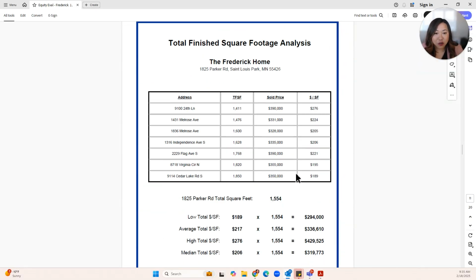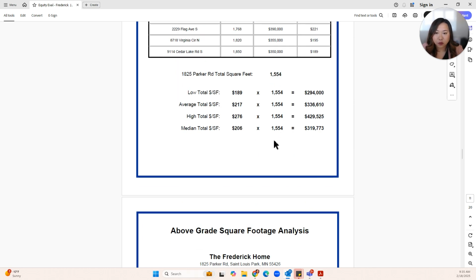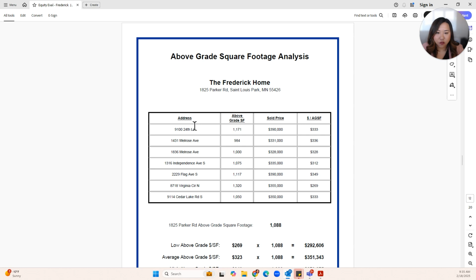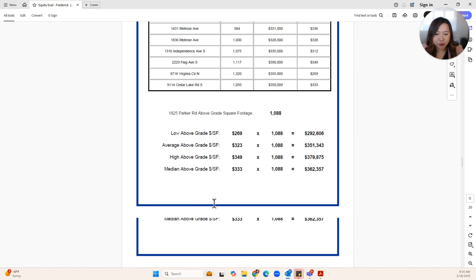Then we look at the square footage analysis. We always do a breakdown of above ground versus below ground, because we know that appraisers view above ground and below ground square footage a little differently. So we do that with all the comparable homes that we had picked out. And then this is the above grade square footage analysis with all the comparable homes we picked out.